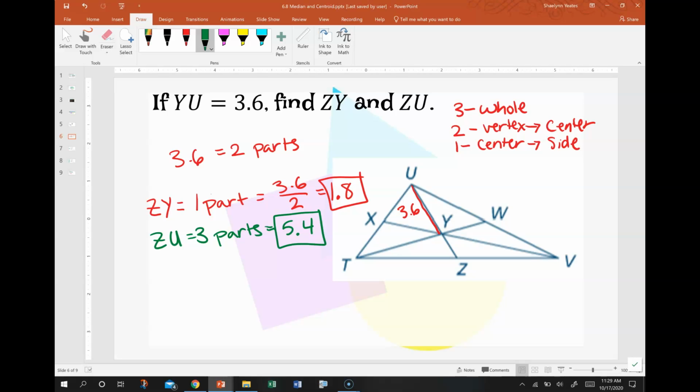Okay, so I took the 2 parts, I broke it in half. This is me breaking it in half to get 1 part. And then you've got two ways to find the 3 parts. You can either do 1.8 times 3, take one part and multiply it by 3, and that'll give you the 3 parts. Or you can take 3.6 and add 1.8 to get 5.4. Okay, both ways end up with the same answer.